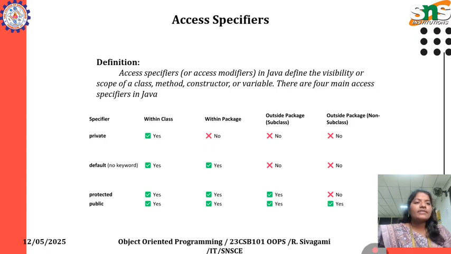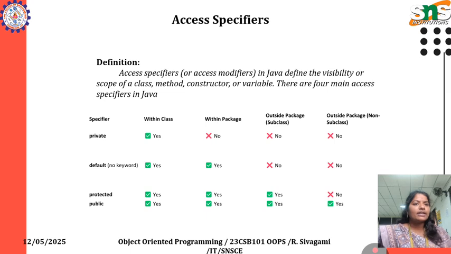As an assistant professor in the Department of Information Technology, here we are going to learn about the topic of access specifier. What is meant by access specifier? The access specifier defines where we are going to use a function or variables. Here I give a definition.